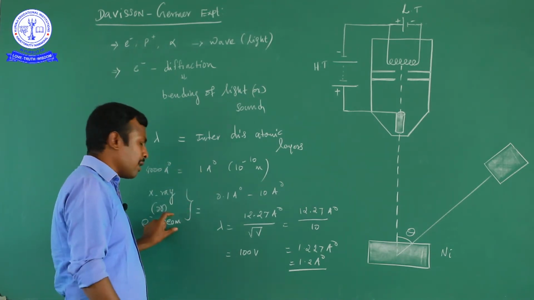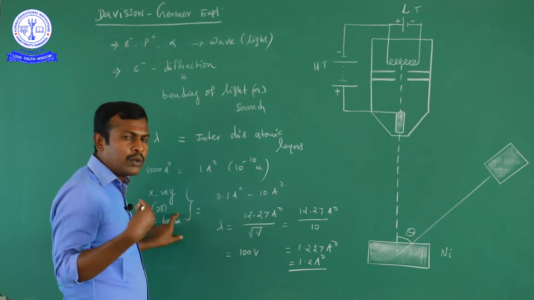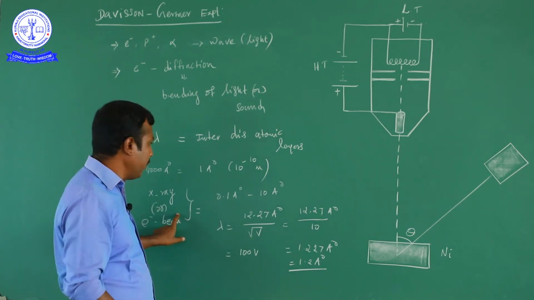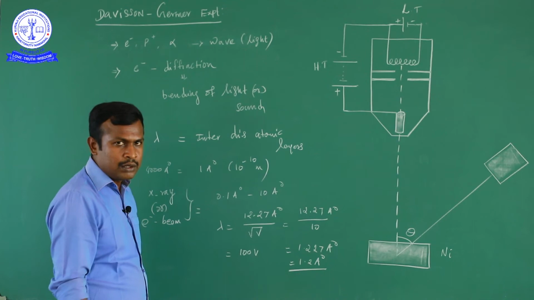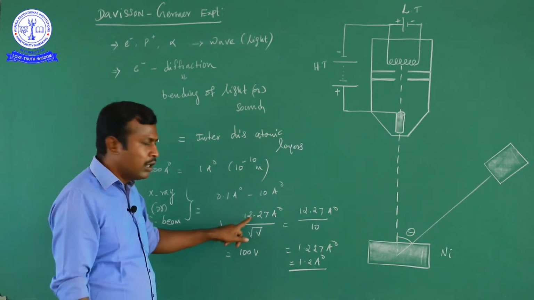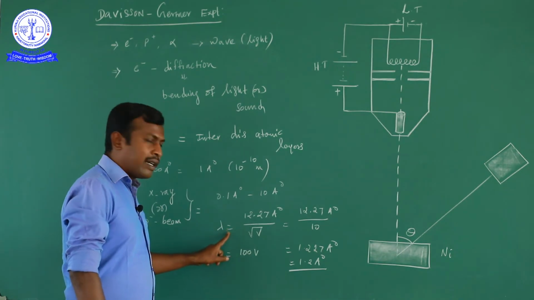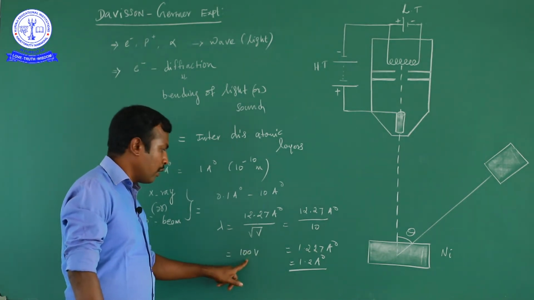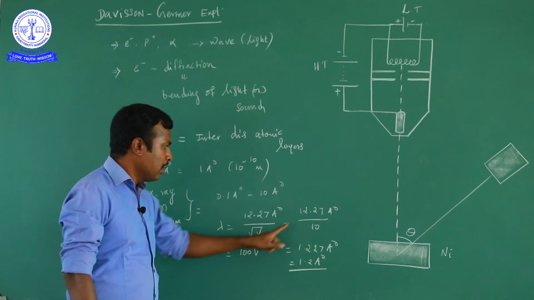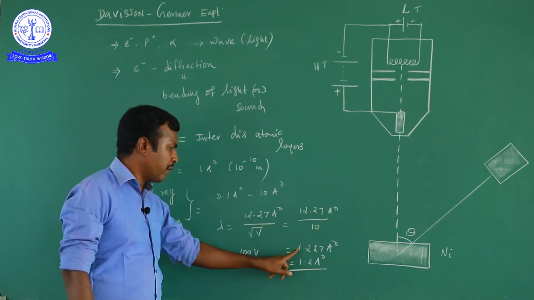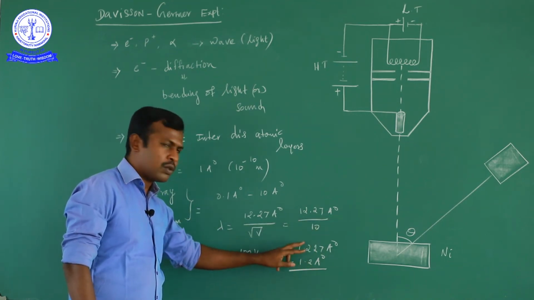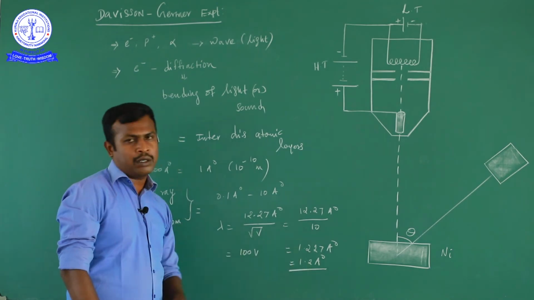So electron is a particle. If we want to calculate the wavelength of the electron beam, we can use the de Broglie formula. So what is the de Broglie formula? 12.27 Armstrong by root V. When the electron is accelerated by 100 volt, root 100 is 10, so 12.27 Armstrong by 10, so we are getting 1.227 Armstrong, which rounds off to 1.2 Armstrong.